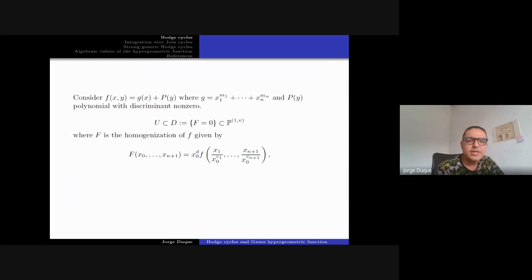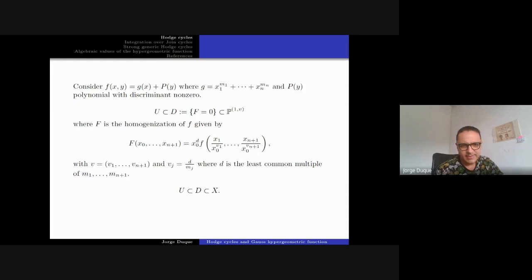Basically, this is the theorem used to obtain the definition of the Hodge cycle given in this talk. Okay, here is just how we define the weight, given by this equality. So we have the affine part U, we have the weighted hypersurface D, and we have X, the desingularization of D. Although our Hodge cycles are supported in U, they are really Hodge cycles of X.